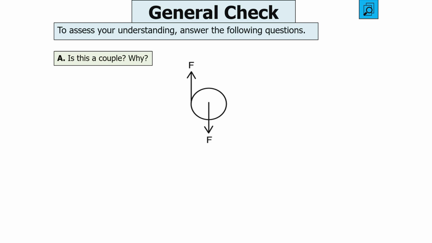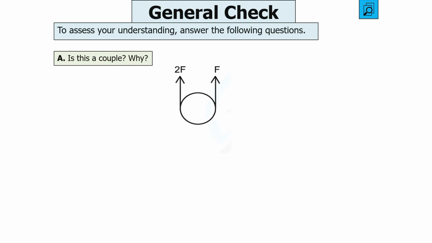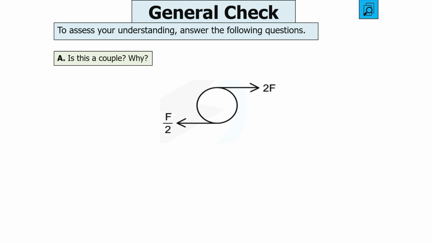Is this a couple, and why? Yes, the forces are equal in size, perpendicular to each other, opposite in direction, and will cause a resultant moment. Is this a couple, and why? No, as the forces are all acting in the same direction. Is this a couple, and why? No, as all the forces are not equal in size.